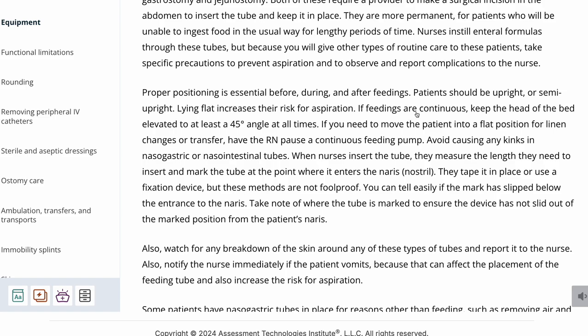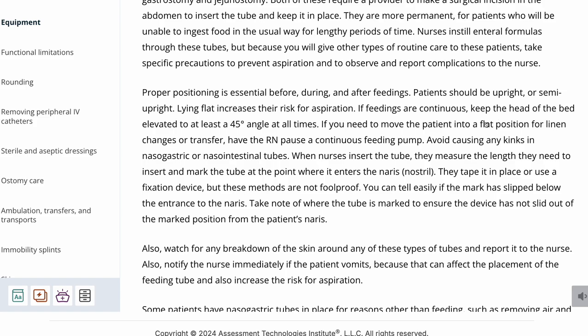There is such a thing as continuous feeding too, by the way. Some patients just get continuous feeding all day long. It's like a machine, and it just enters a small amount into their stomach all day long. Those patients have to have the head of the bed up all day long, right?